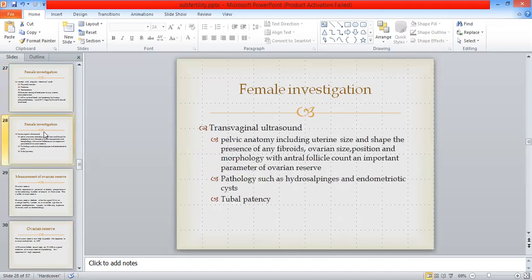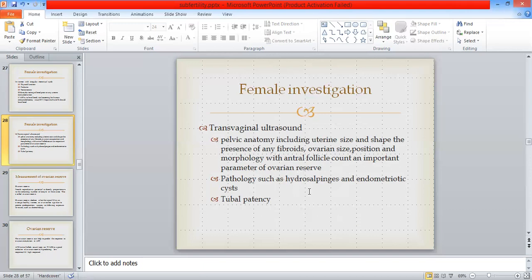Now, transvaginal ultrasonography should be performed where possible. This provides an accurate assessment of pelvic anatomy, including uterine size, shape, and presence of any fibroid, ovarian size, position, and morphology, with antral follicle count, an important parameter of ovarian reserve. Antral follicle count is a very important parameter of ovarian reserve. From the antral follicle count, we are assessing how much ovarian reserve is present in this lady.